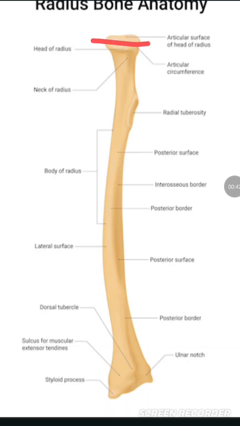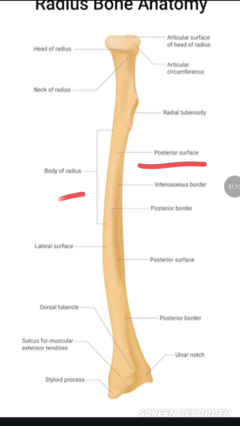And here there is a ligament called the annular ligament. It is present around the head of the radius at the articular circumference. Similarly, this region is called the neck of the radius bone. This tuberosity is called the radial tuberosity. And this is the posterior surface.